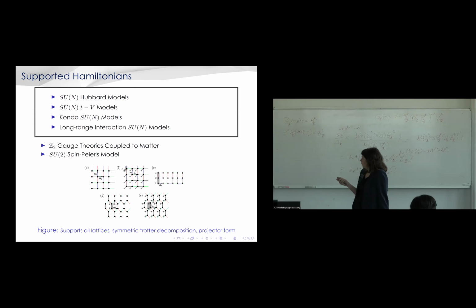So yeah, as a summary, we have these supported Hamiltonian families. For these first four, the Hubbard models, TV models, Kondo models, long-range interaction models, the code supports all 5 of these lattices that Johannes mentioned yesterday. And then also the symmetric Trotter decomposition is an option for all of them. And we have projector form as an option.